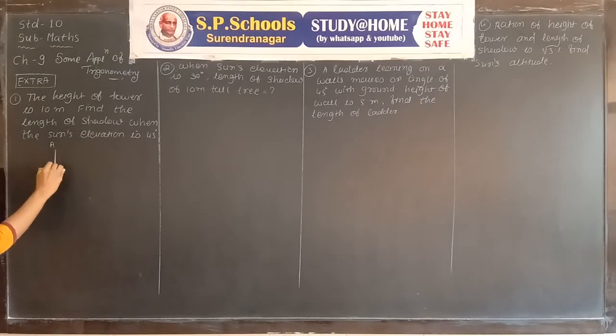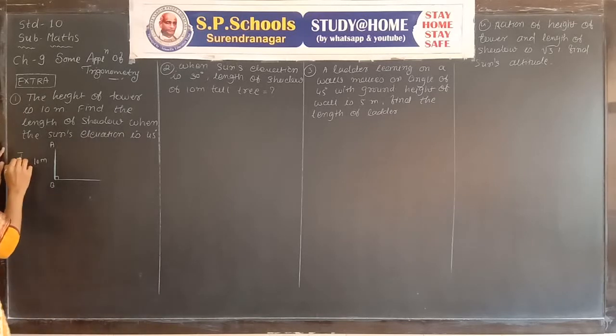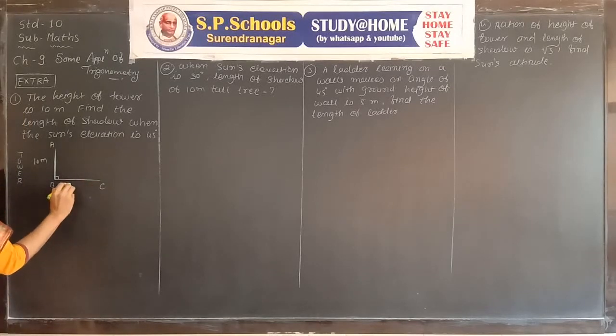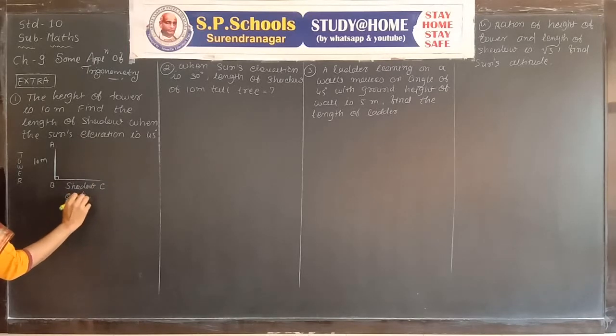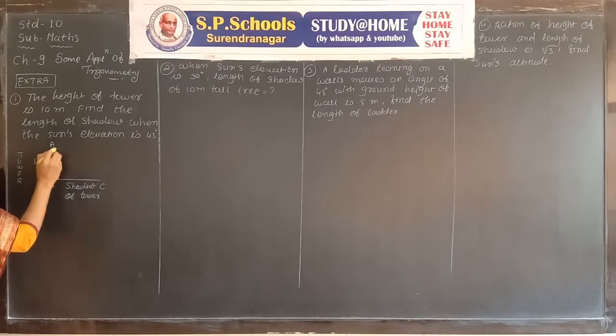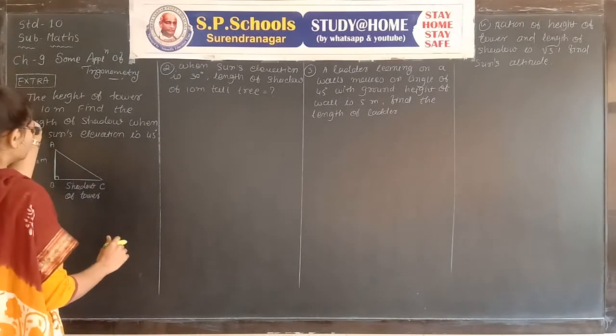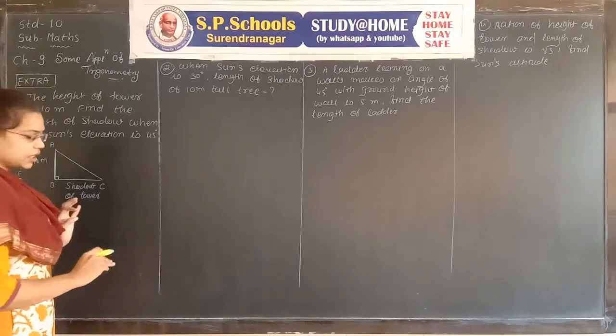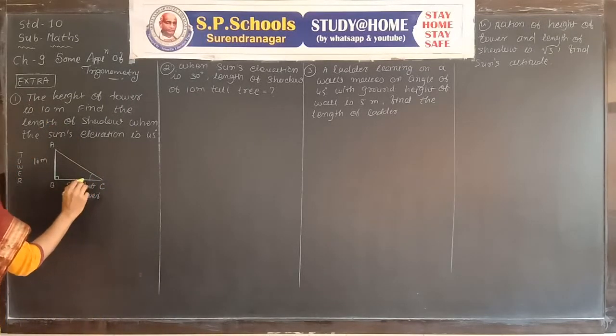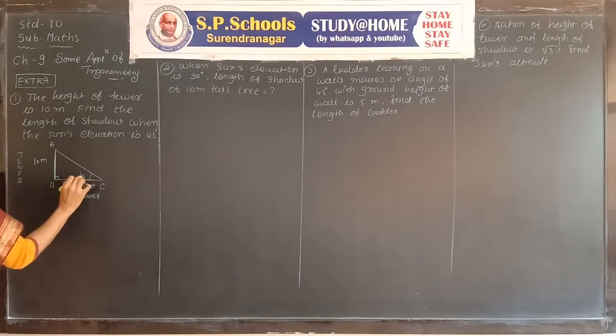AB represents the 10 meter tower, vertical to the ground. Find the length of shadow. AB is a 10 meter tall tower. The shadow of the tower on ground level, suppose represented by BC. We need to join AC. From C, the sun's altitude is the line of sight CA, and CB is the horizontal. The angle between them is 45 degree.